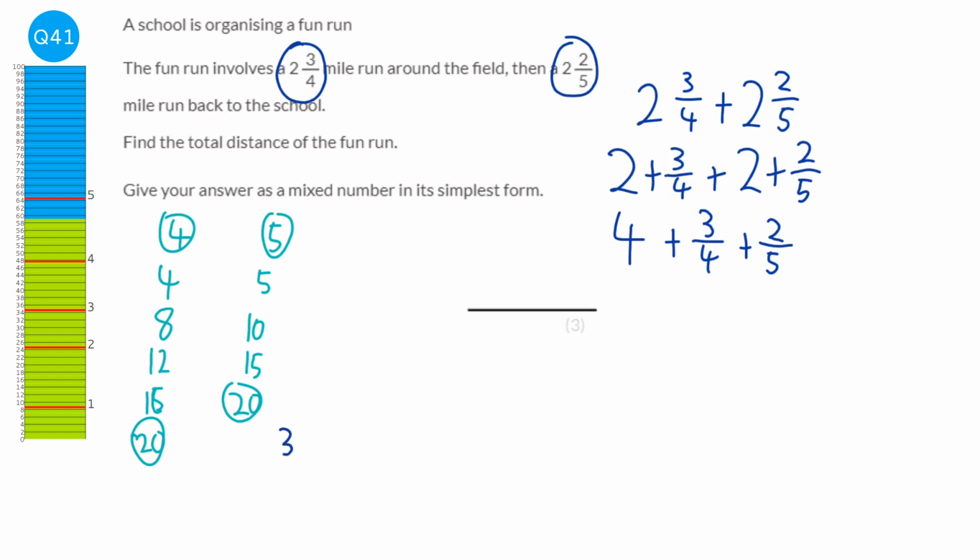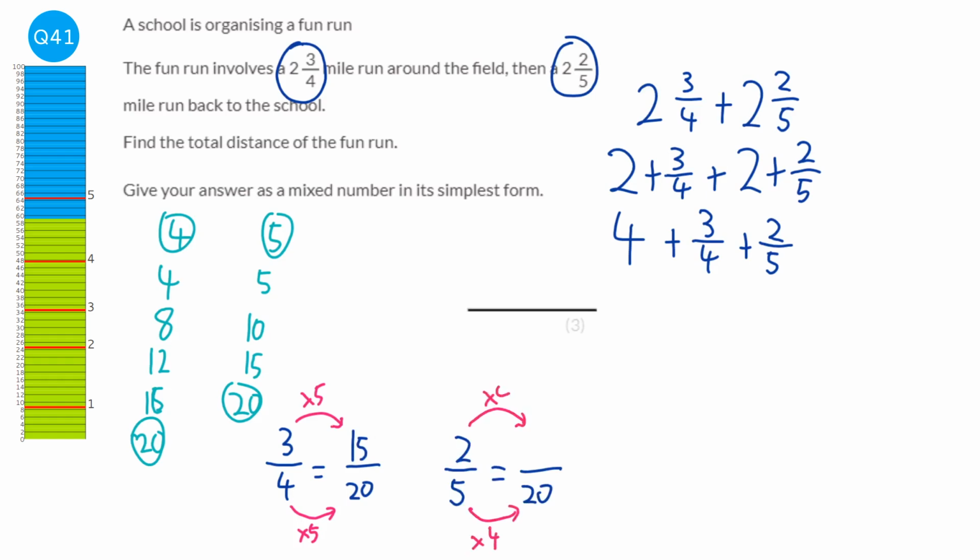Now for 3/4, to get the bottom to equal 20, we need to times the 4 by 5. And whatever you do to the bottom, you've got to do to the top, so times that by 5 as well, which will be 15. And for 2/5, we'll get that bottom to 20, so we times that by 4. And so we've got times the top by 4 as well, to make it 8. So it's going to be 15 over 20 plus 8 over 20.